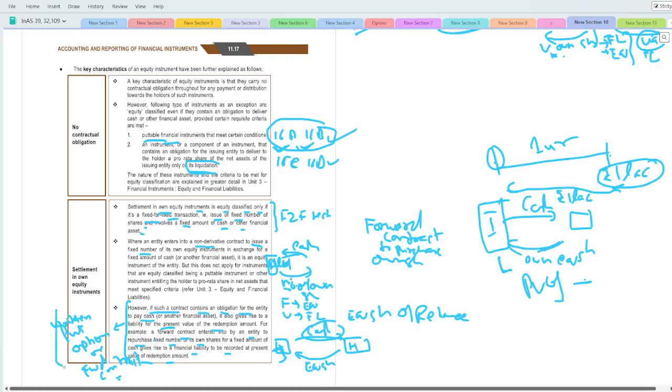तो इन दोनों में क्या हो रहा है, आपका इनफ्लो क्या आ रहा है, आप क्या रिसीव कर रहे हो, अपने ओन इक्विटी शेयर्स रिसीव कर रहे हो. ठीक है, तो ये आपका फाइनेंशियल लाइबिलिटी ही बनेगा, आपका ये ओन इक्विटी इंस्ट्रूमेंट नहीं बनेगा. ठीक है, फाइनेंशियल लाइबिलिटी बनेगा, आपका ये इक्विटी इंस्ट्रूमेंट नहीं बनेगा. सो जस्ट remember this thing. I think this will be also we will be discussing in the unit 3.